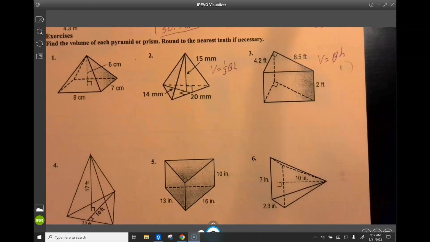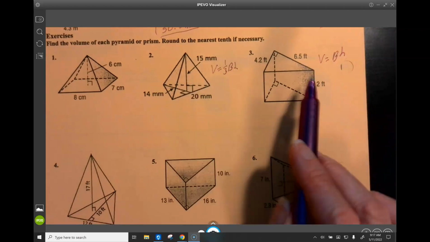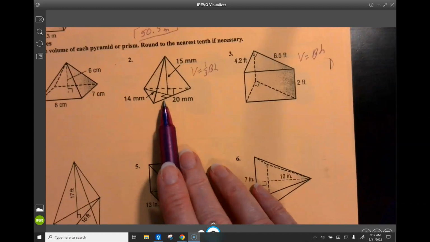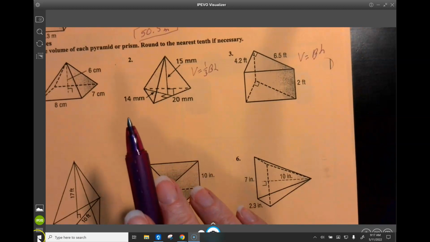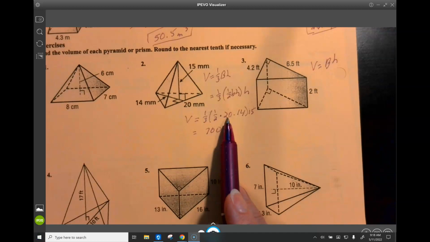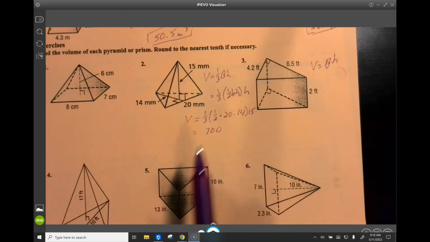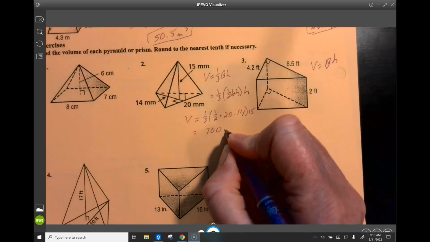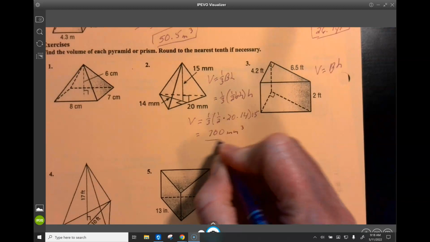Since I wrote the formula for those two, let's do these two right now. Let's go ahead and do this one first. I'm going to pause it. I'm going to ask you to do it too. Then we'll check our answers. Okay, so I got 700 doing it both ways. I took half of 20, got 10, and then put it in my calculator, 10 times 14 times 15 divided by 3. But if I go straight across in my calculator, I still get 700 millimeters cubed.